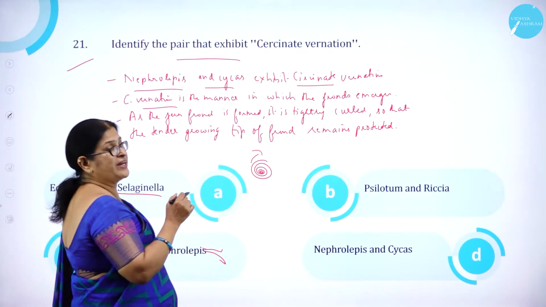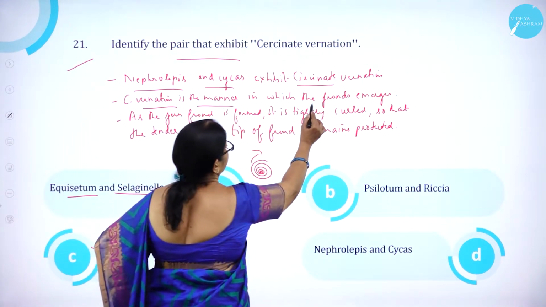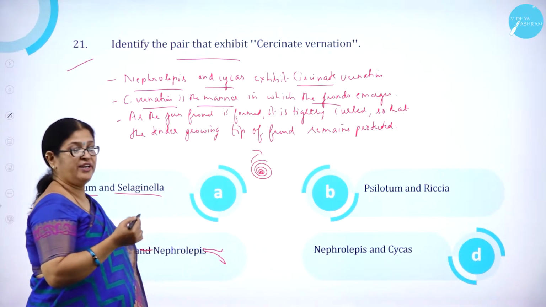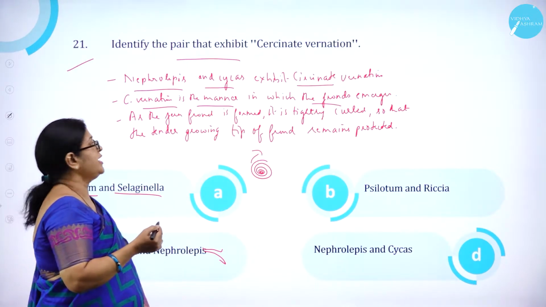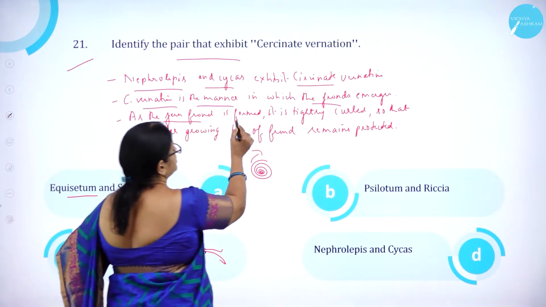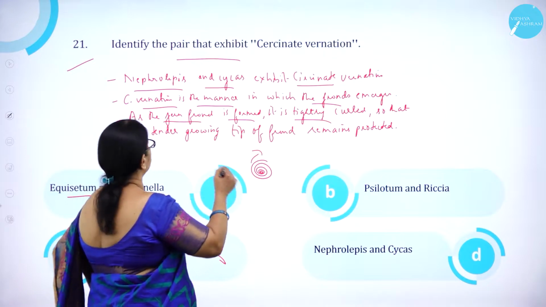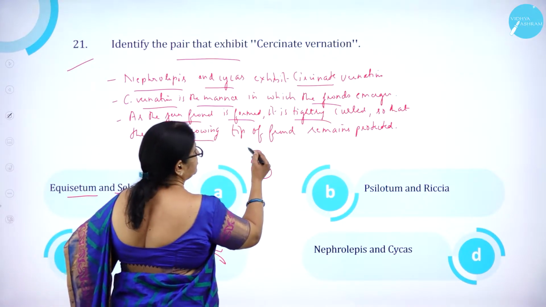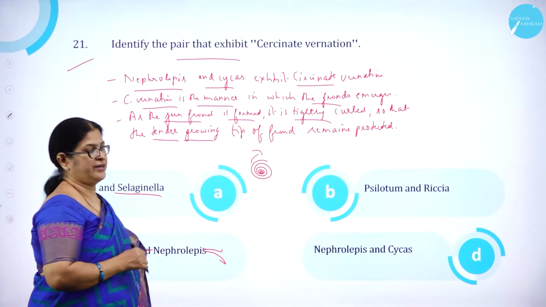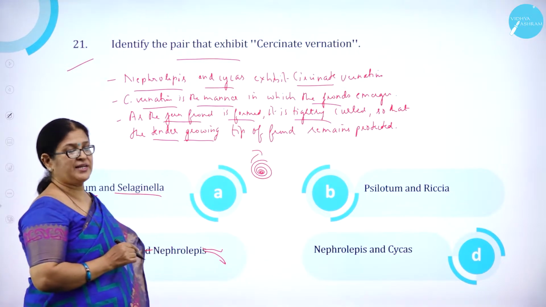So circinate vernation is the manner in which the frond, here we don't use the word leaf, we use the word frond, emerges. As the fern frond is formed, it is tightly curled. So you can see the curling, so that the tender growing tip of the frond remains protected. So it is Nephrolepis and Cycas.